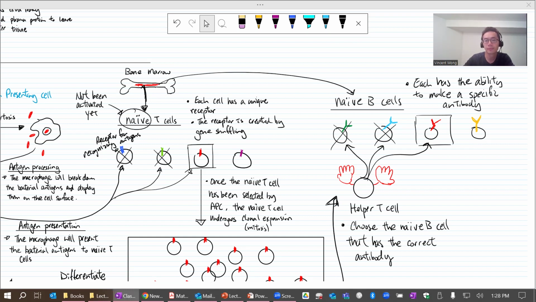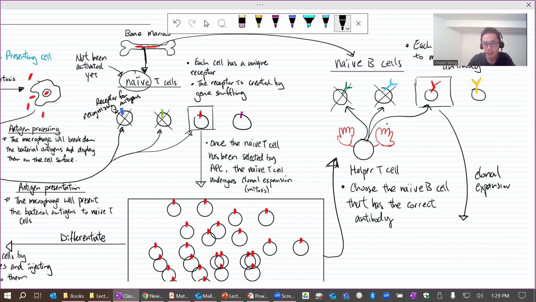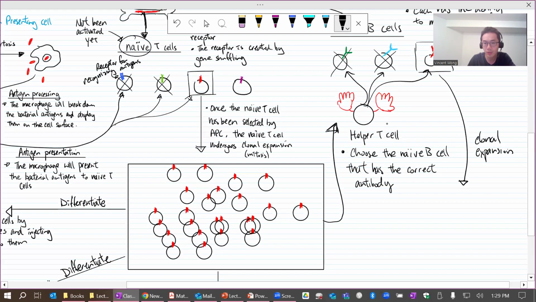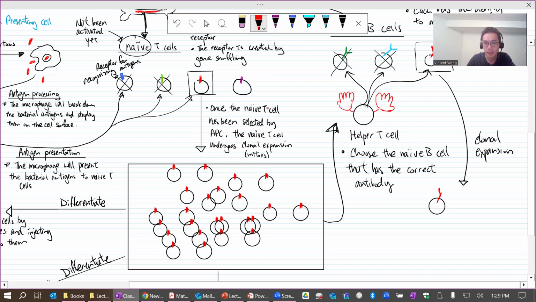So Vincent, that means the naive T cells and B cells, they work hand in hand. That's right. Yeah, but there is kind of an order to it. Okay, to get the B cells, we need the T cells first. Once it is selected, again, we have clonal expansion, which means you're gonna get a bunch of them.